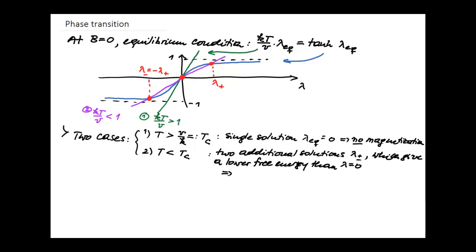now a non-zero lambda corresponds to a non-zero magnetization, and therefore in this regime, in equilibrium, you have a non-zero magnetization. Now both lambda plus and lambda minus, due to the symmetry of the problem, give the same value for the free energy, so they are both possible equilibrium states, and then this is just a matter of chance, of accident, whether the magnetization will be in the plus direction or in the minus direction. So you have spontaneous magnetization in one of these two directions.